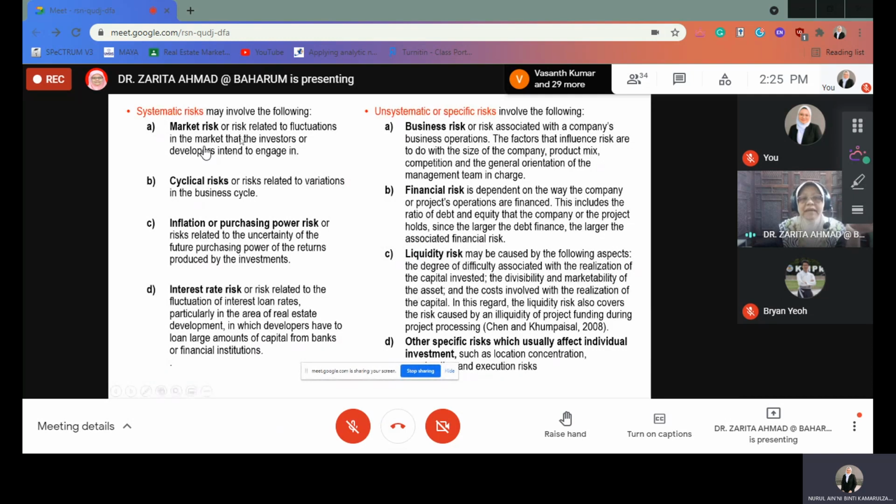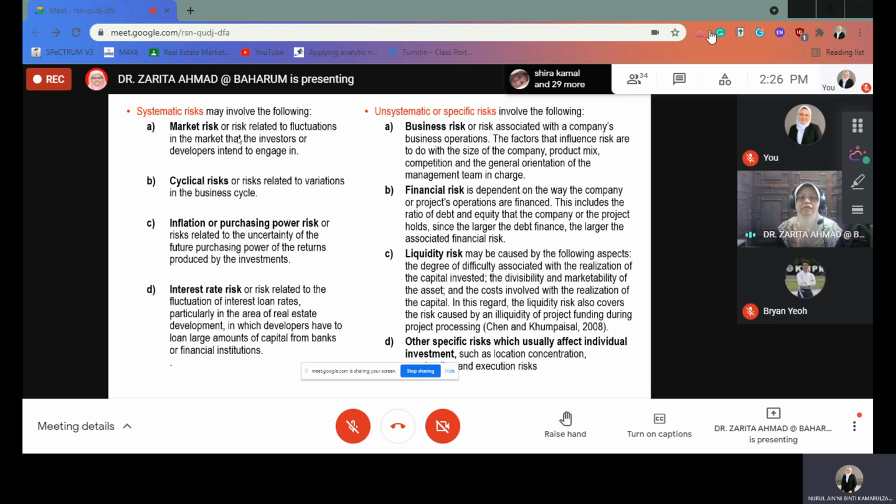Systematic risk is something that you cannot control. It's beyond your control. Some examples are market risk, the ups and downs, the business cycle, the economic cycles. All these are risks that you cannot control. Inflation, purchasing power risk, interest rate risk, again, these are things that you cannot control.